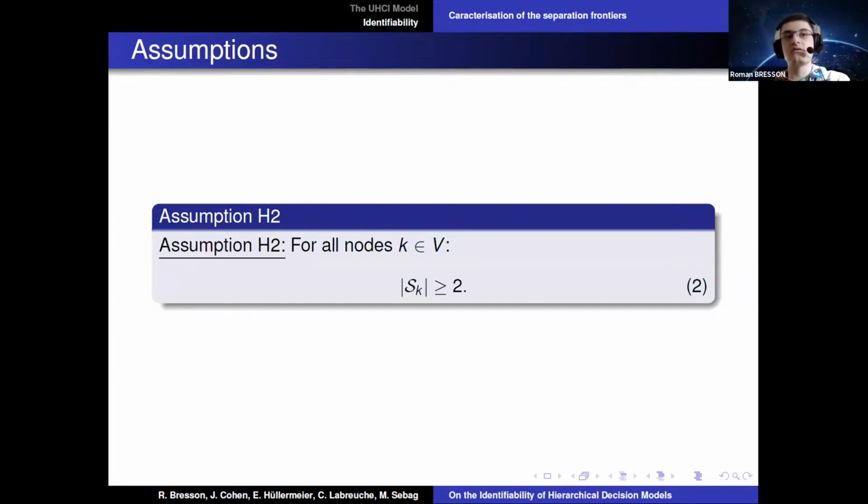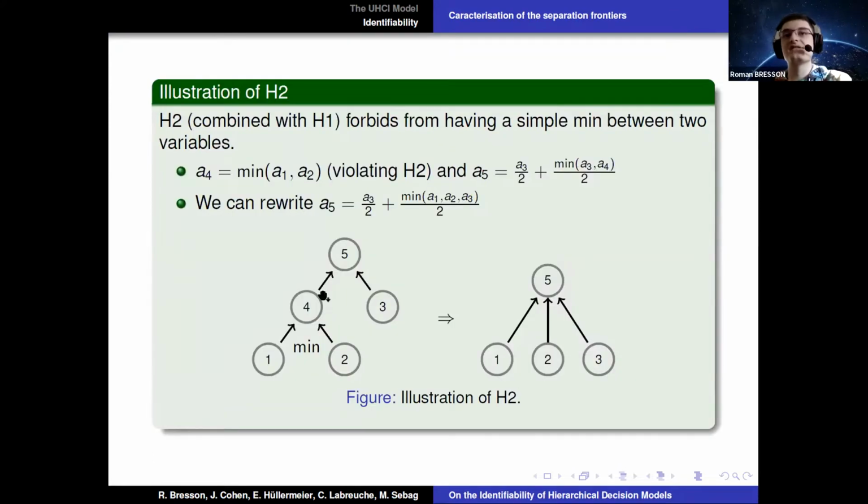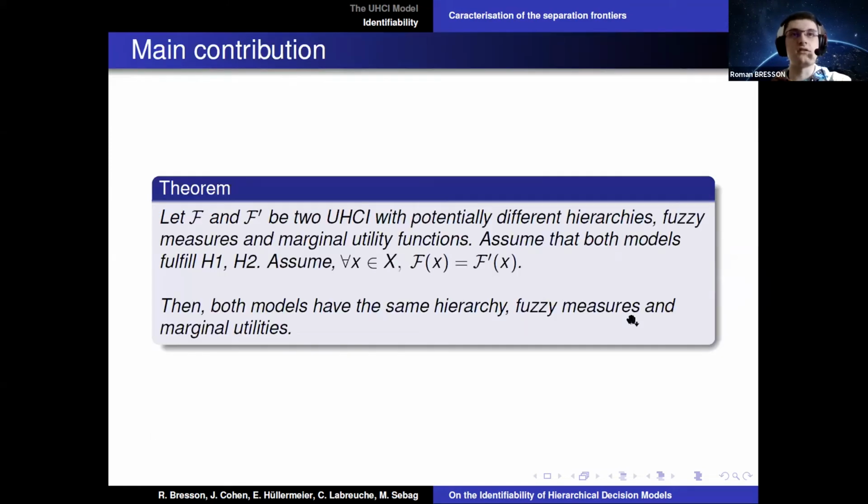The second assumption is that you need to have at least one min, and more than one term in the aggregator. Otherwise, you have a simple min between elements, and this can be collapsed into the convex sum of mins that we presented above. In this case, you have this example that can be collapsed into this. Thus, the big result of our paper is the theorem that I evoked earlier: under H1, H2, and the constraint that I evoked on the marginal utility function, you have identifiability. Two equal models will have the same interpretation and parameterization. Thank you very much.